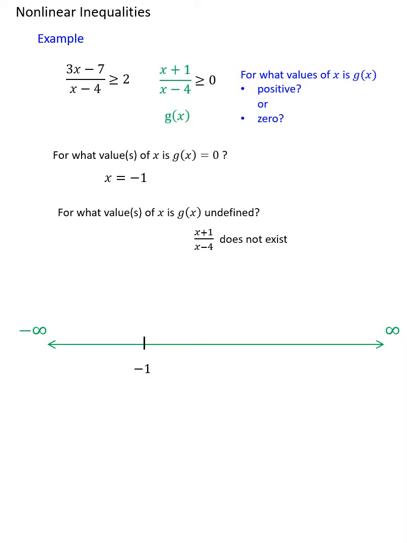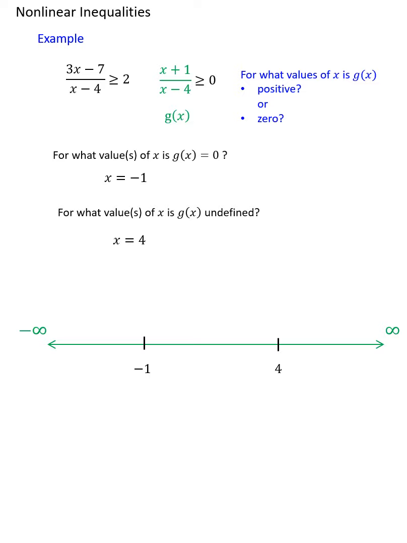For the second question, for a function to be undefined, among other things, the denominator would have to be 0. So for this function not to exist, x would have to be 4. 4 would make the denominator 0. I'll place that on my number line as a transition point as well. And so what I have on my number line here are the two places where g can switch from being positive to negative. It can't change signs anywhere else.